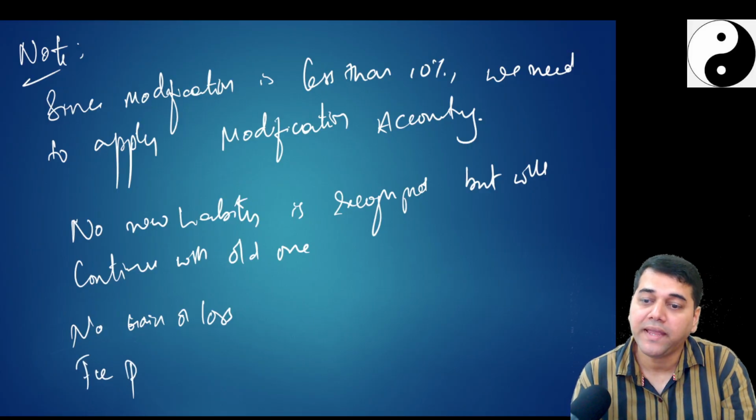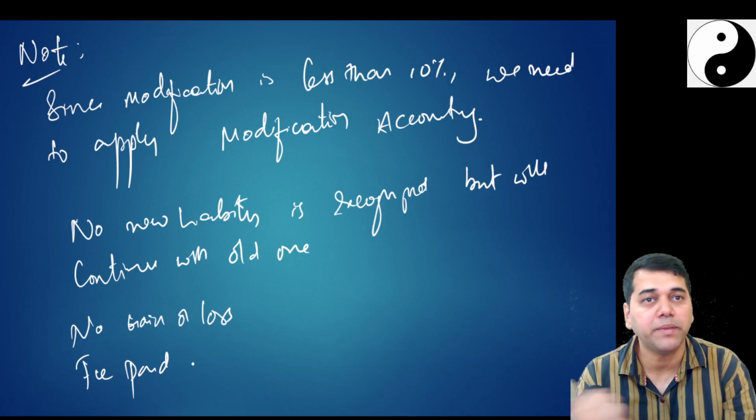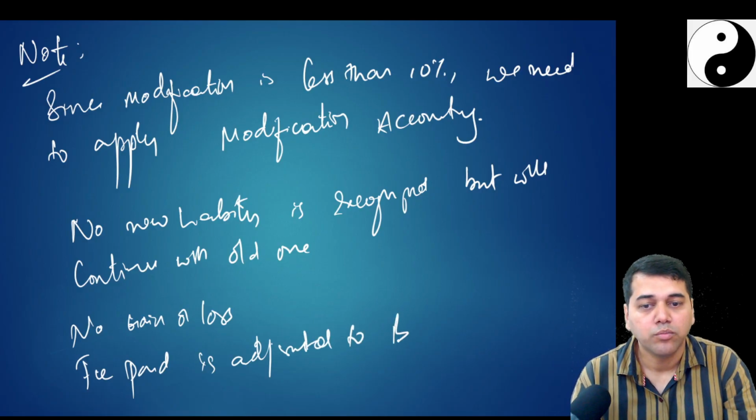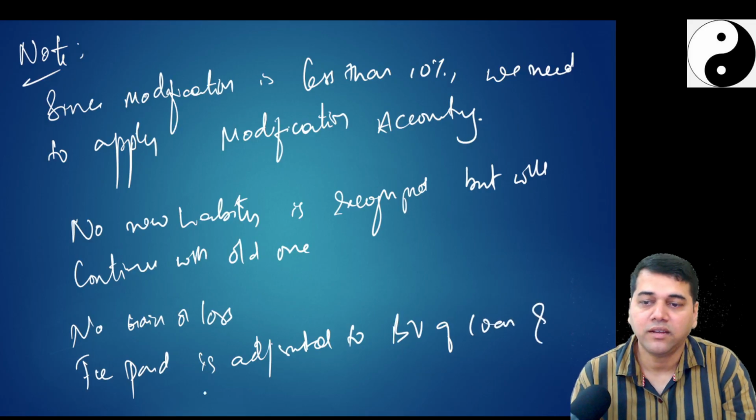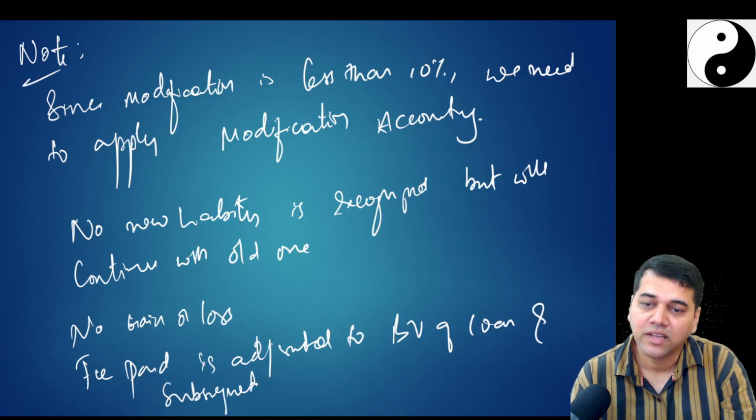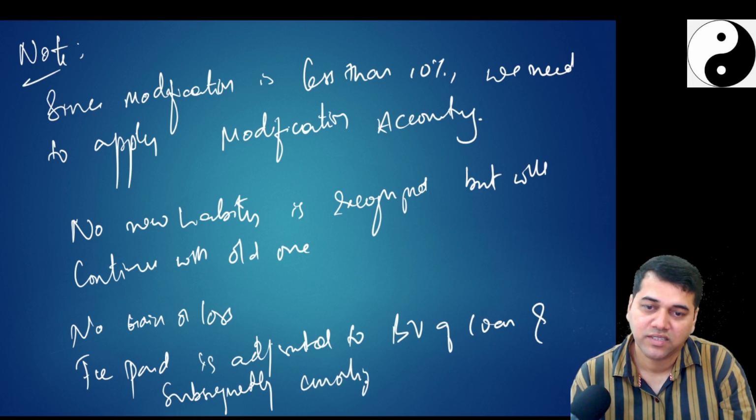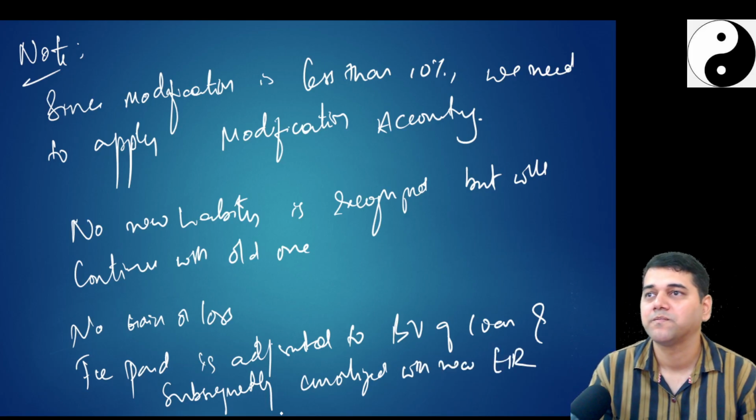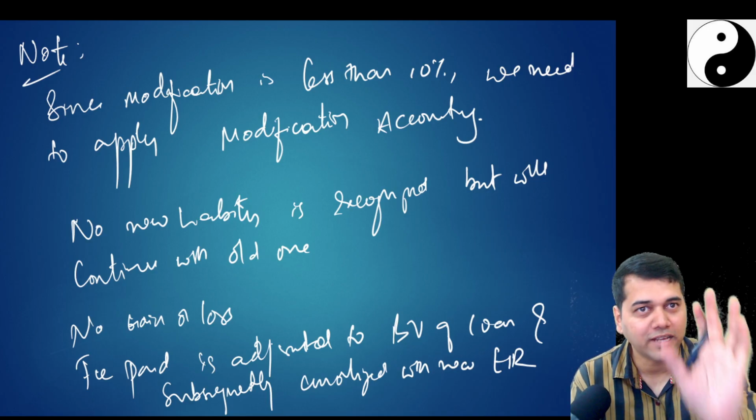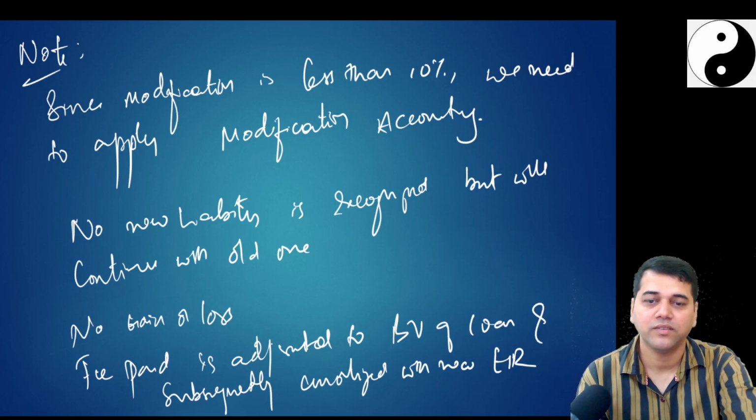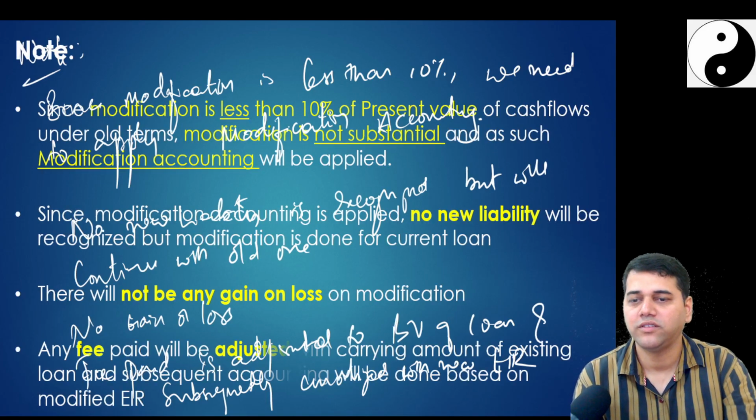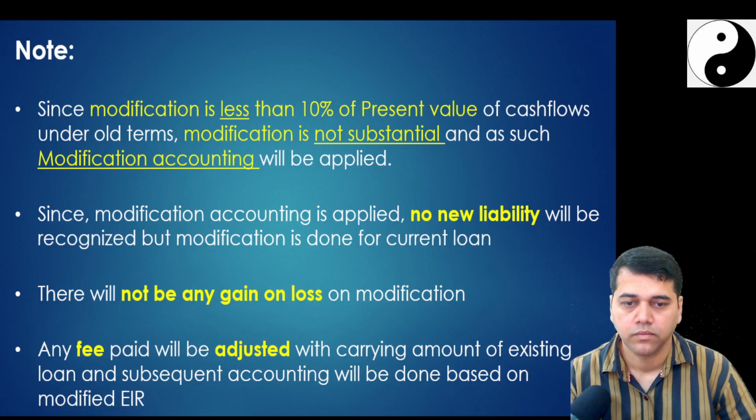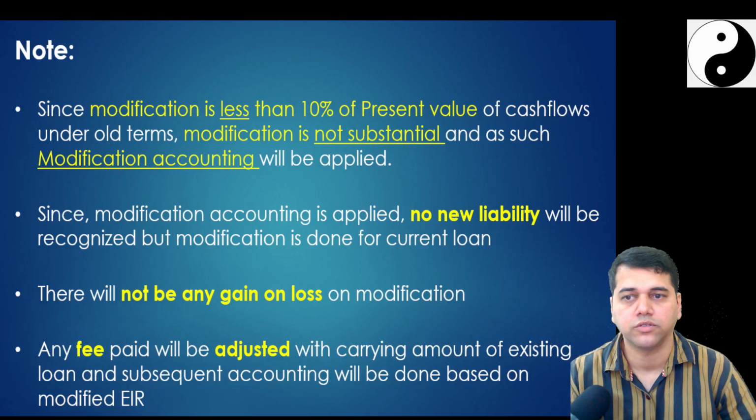The fee paid, which previously I charged to the P&L account, is adjusted to the book value of the loan and subsequently amortized with the new EIR. Perfect, no students? Is the new EIR you are going to analyze. So this is the story. When you practice, you can consider this. Yes, students, you're clear, no?